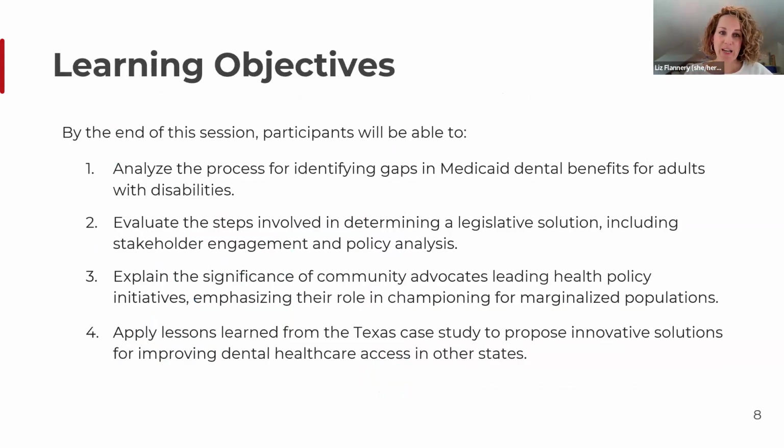So what we're going to cover today, this slide has our learning objectives, and Rahel is also going to pop those into the chat for everyone to have access to there. By the end of this session, participants will be able to analyze the process for identifying gaps in Medicaid dental benefits for adults with disabilities, evaluate the steps involved in determining a legislative solution, including stakeholder engagement and policy analysis, explain the significance of community advocates leading health policy initiatives, emphasizing their role in championing for marginalized populations, and apply lessons learned from the Texas case study to propose innovative solutions for improving dental healthcare access in other states.